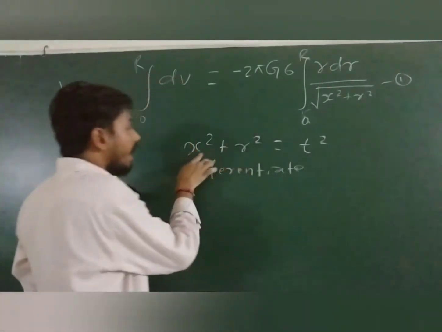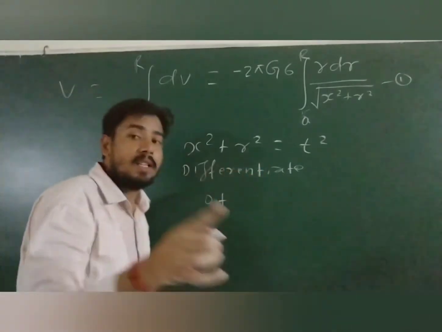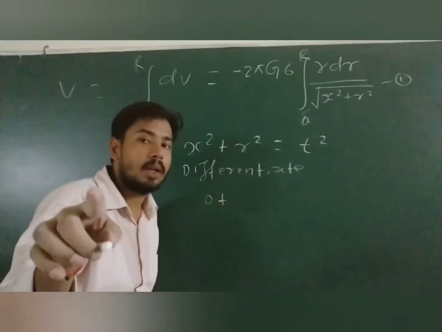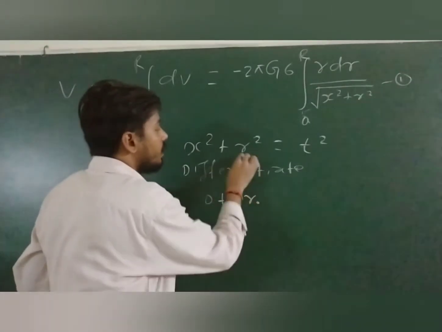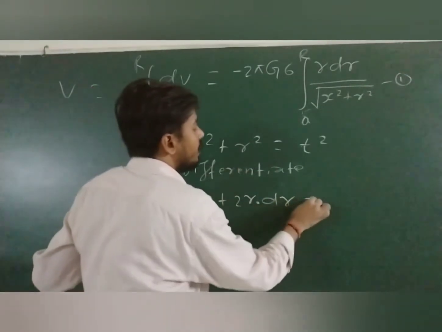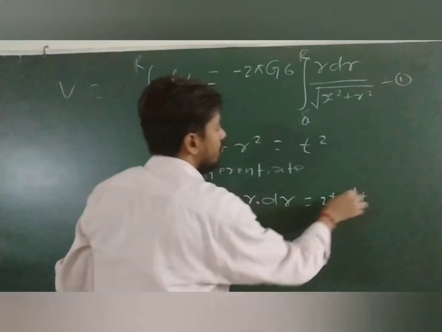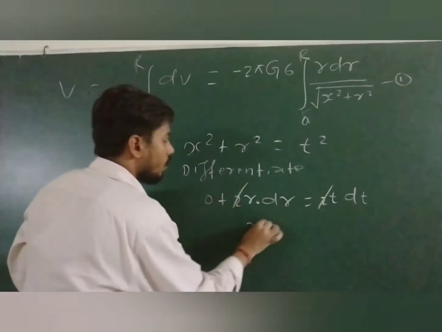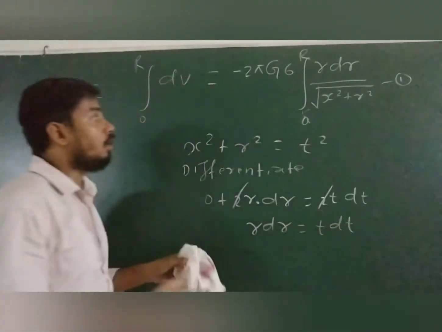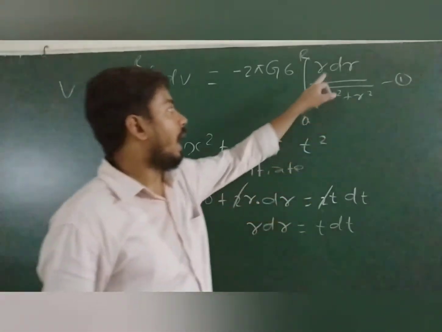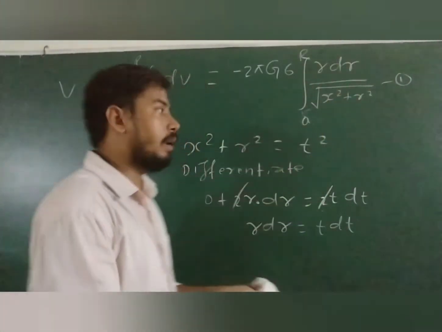If you differentiate this one, x is constant, so this becomes 0, and this is variable. The differentiation of x square is 0, the differentiation of r square becomes 2r, and this is a function of r, so dr. Similarly, the differentiation of t square becomes 2t, and it is a function of t, so dt. The 2 gets cancelled, so r dr is equal to t dt. Now, from the first equation, at this place, what can I put? t dt. Getting my points?